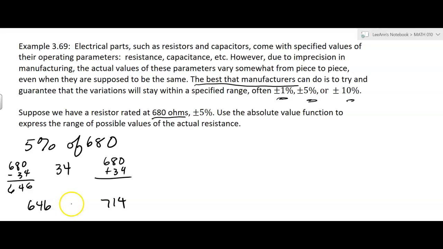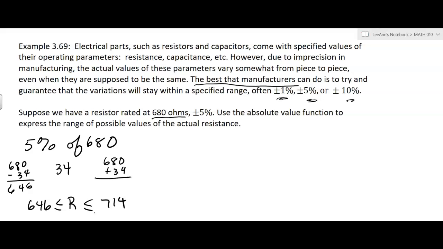So I need my resistance, I'll use R for resistor, to be greater than or equal to 646 or less than or equal to 714. That's the range. So if you come to me with a resistor that's 800 ohms, that's going to be too big. But if you come to me with a resistor that's 700 ohms, that's going to be okay. It'll be in the range. Or if you came to me with one that was 650, that would be in the range.